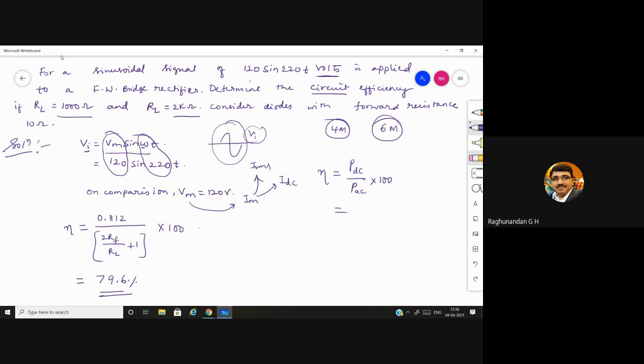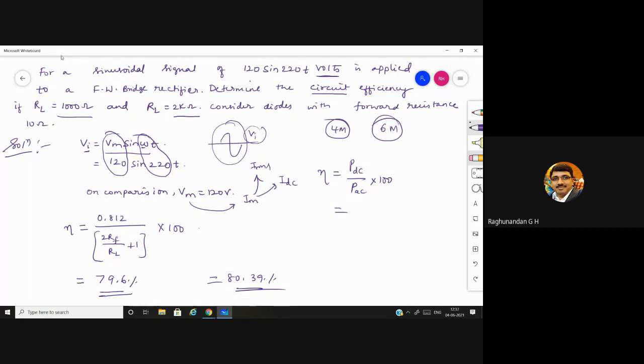Now when you consider RL is equal to 2 kilo ohm, you'll be getting another value. What is the other value? 80.39%. So are both of them in our range of efficiency? Yes, sir. So it is acceptable.